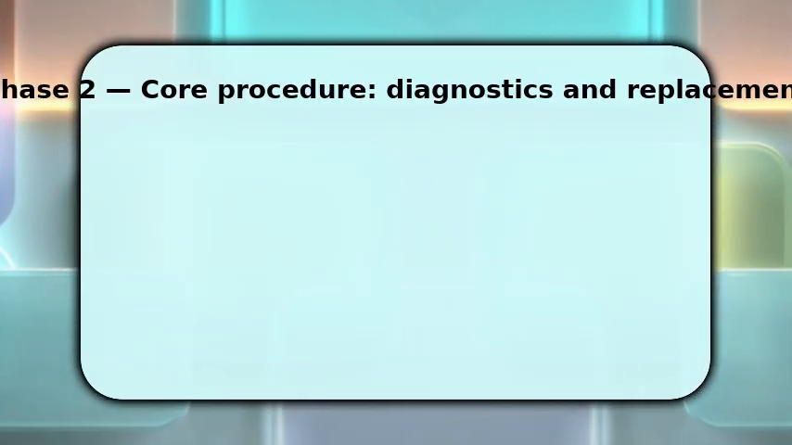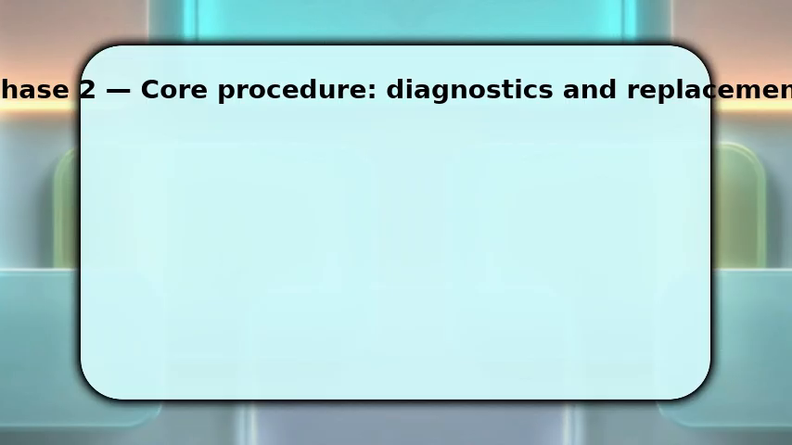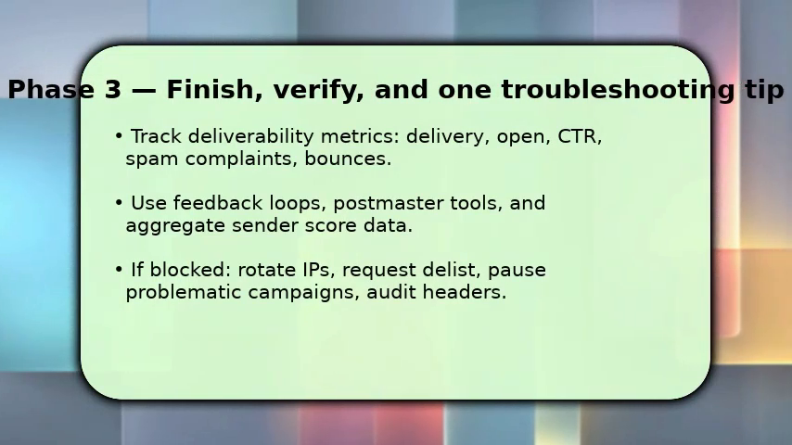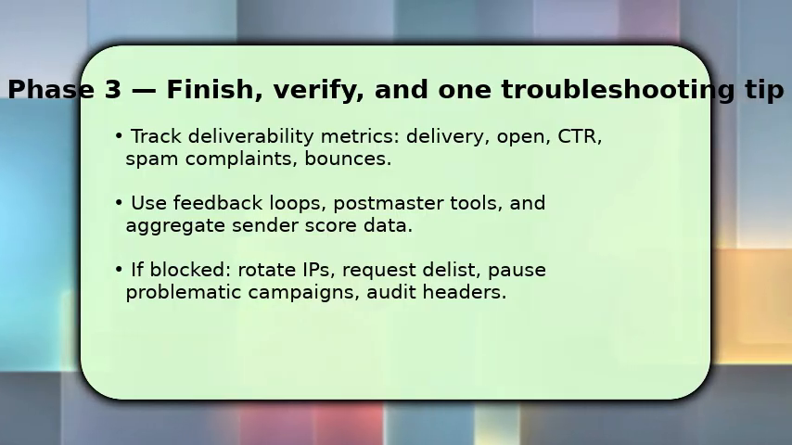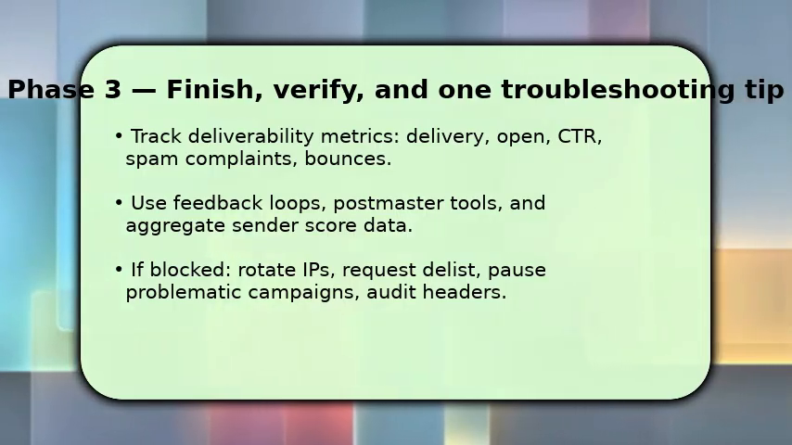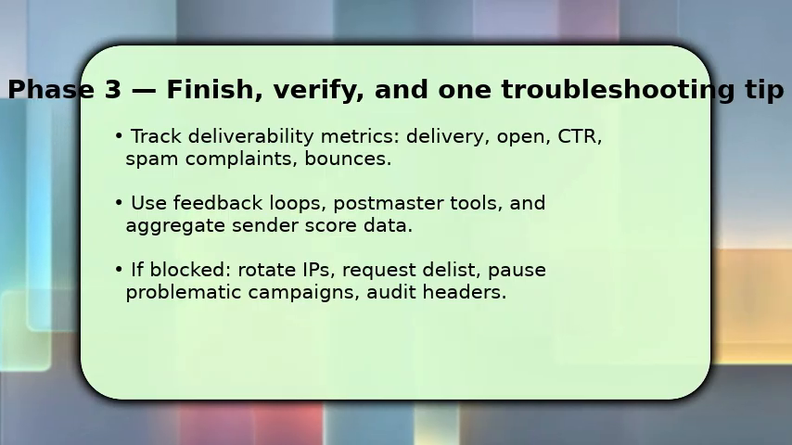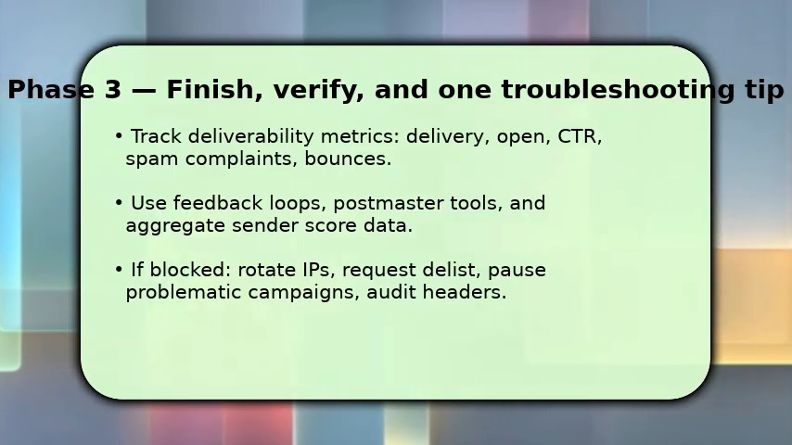You finish by actively monitoring and responding. Check delivery, open rates, complaint rates, and bounces every day. Use ISP postmaster tools and feedback loops to see why mail lands poorly. Once metrics stabilize, optimize send time and content based on engagement.